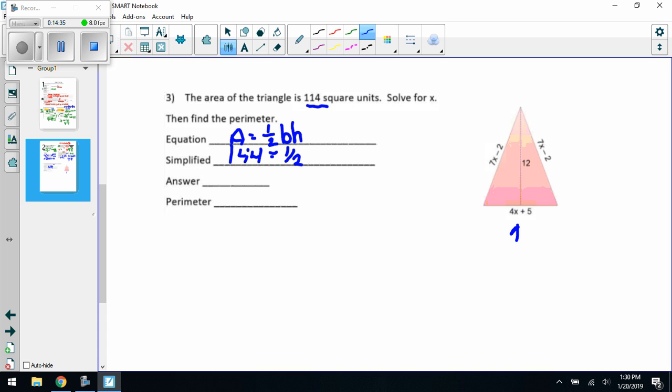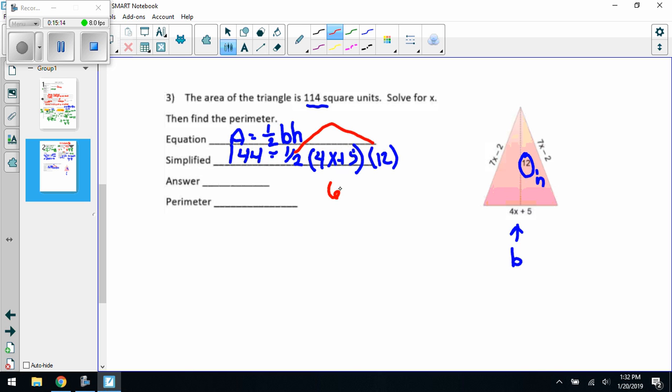The base is the bottom. So as I was saying, the base is always the bottom, and in this case, it's 4x plus 5. And the height is always bottom to top, and in this case, it's 12. So we want to simplify this. This is distributive property, so I think it'd be most simple to multiply the 1/2 by the 12 first.